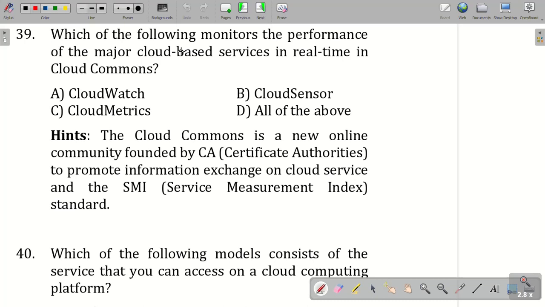Which of the following monitors the performance of the major cloud-based services in real time in Cloud Commons? So CloudWatch is used to see all the resources that are used. Cloud Matrix is something else. So the correct answer is B, Cloud Sensors.